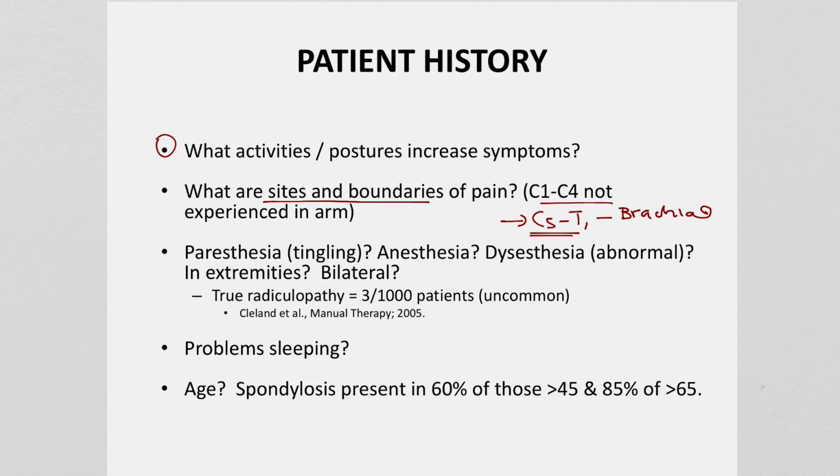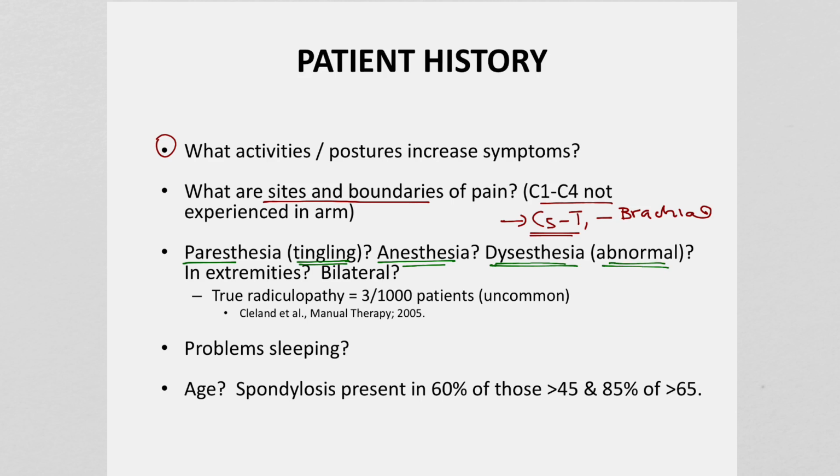After we're done assessing the boundaries, the next thing that we want to consider is the type of neuropathy that the patient has, or the neurological signs and symptoms that the patient is experiencing. So oftentimes the patient can experience paresthesia, which is a numbness or tingling. They can experience anesthesia, which is a complete numbness of a limb, so they can feel nothing whatsoever. They can also experience what we call dysesthesia.